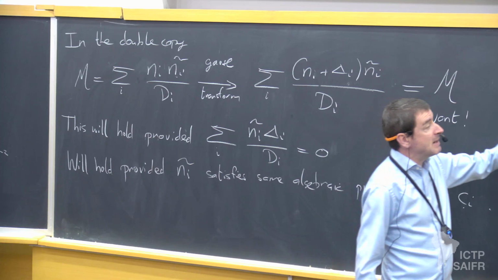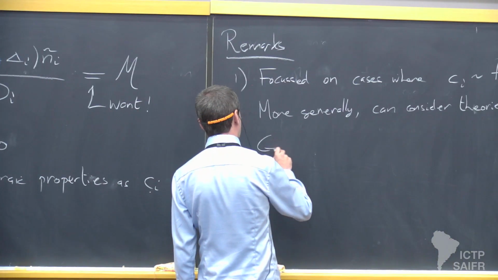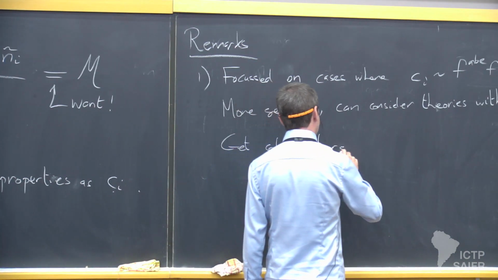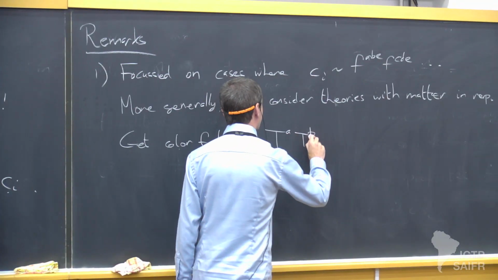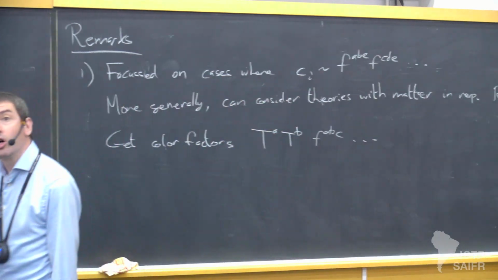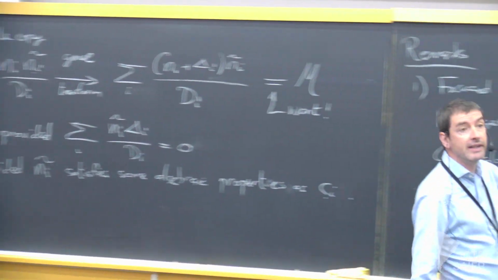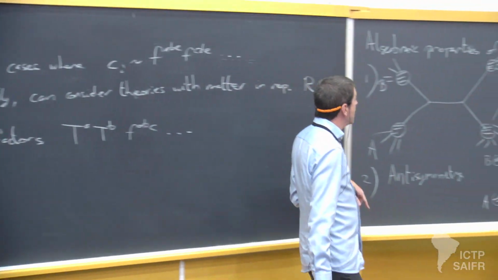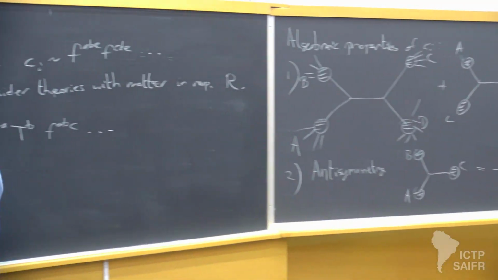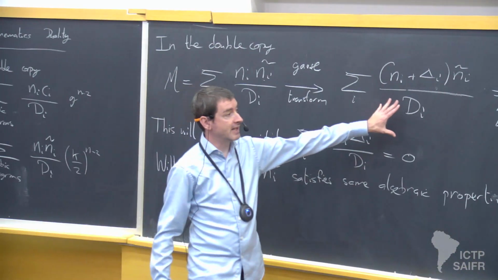Now, what this means is that you're going to have other kinds of color factors, right? You get color factors involving TAs and TBs, and maybe they can have FABCs as well. So now you can have a more complicated system, right? Now, these color factors will still satisfy various algebraic properties, right? And again, if you've got gauge bosons connected to those, then for the outgoing gauge bosons, this argument will go through essentially unchanged, right?